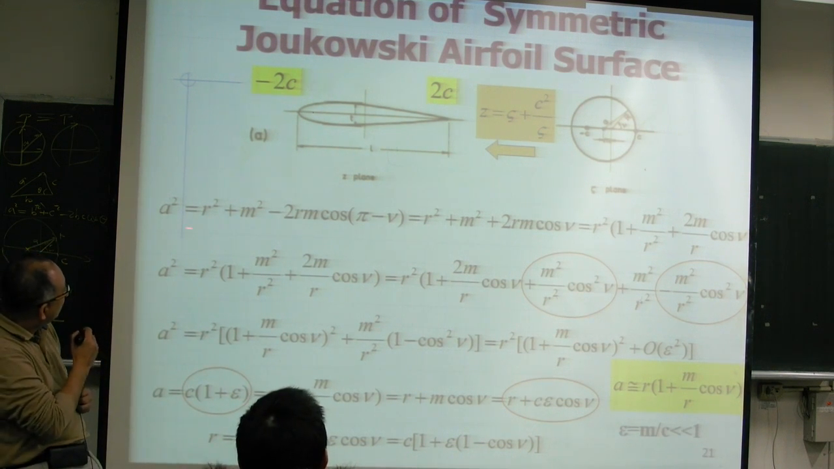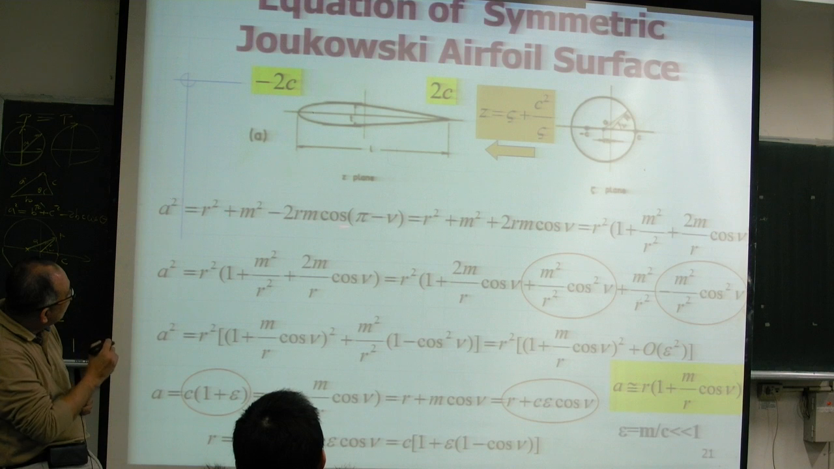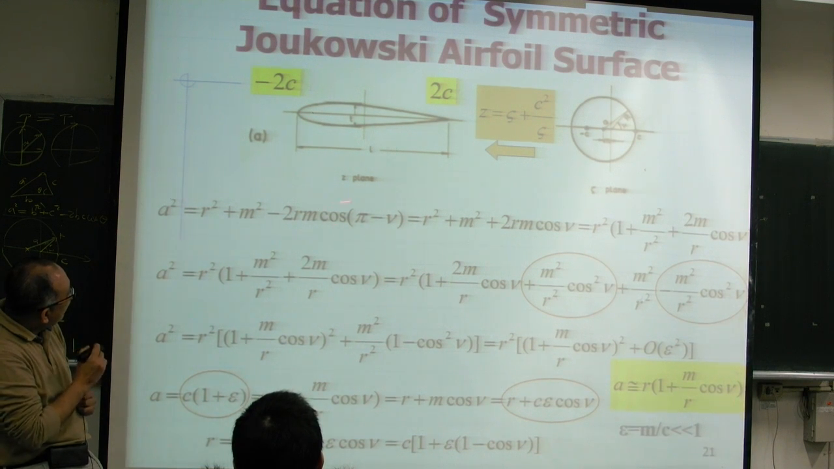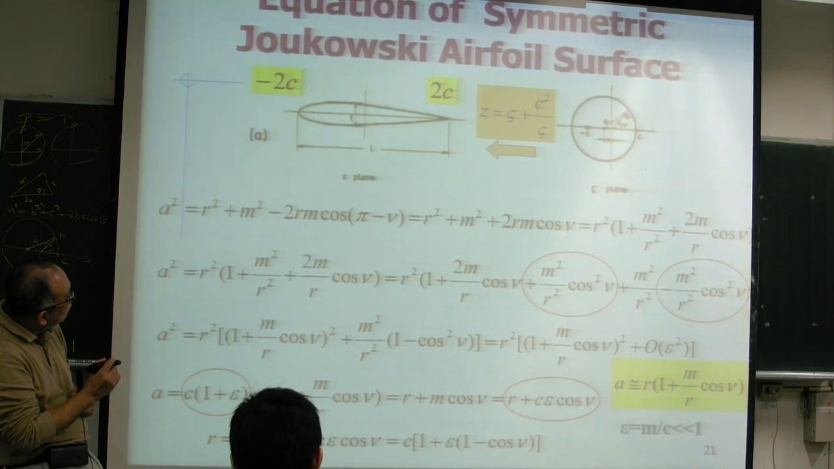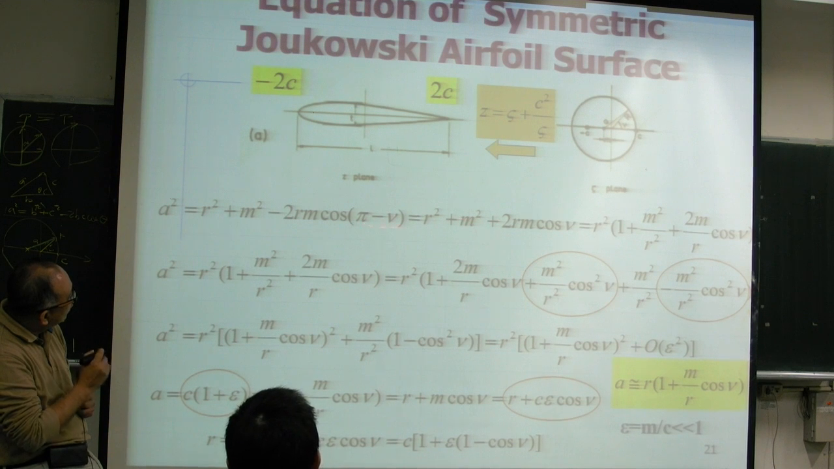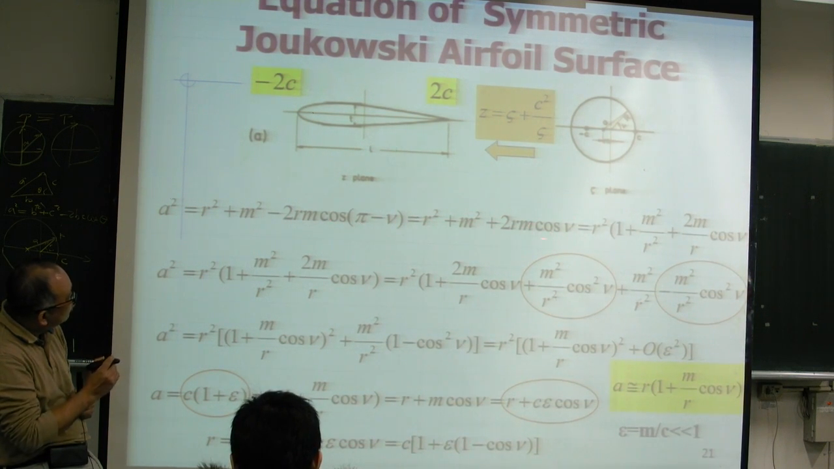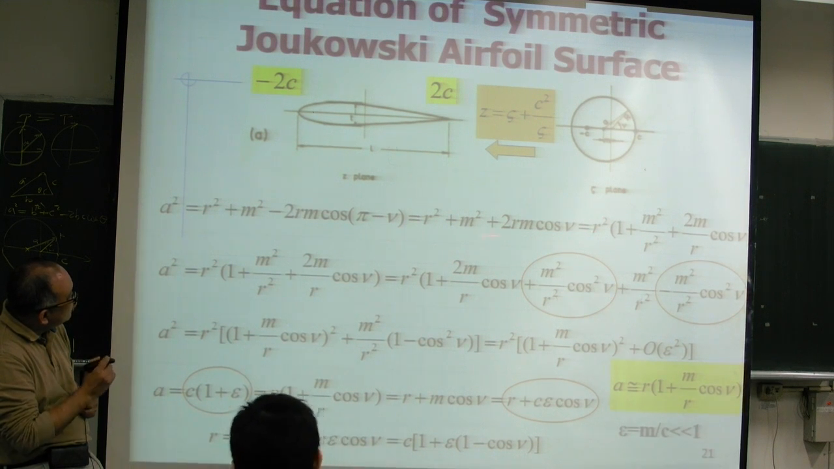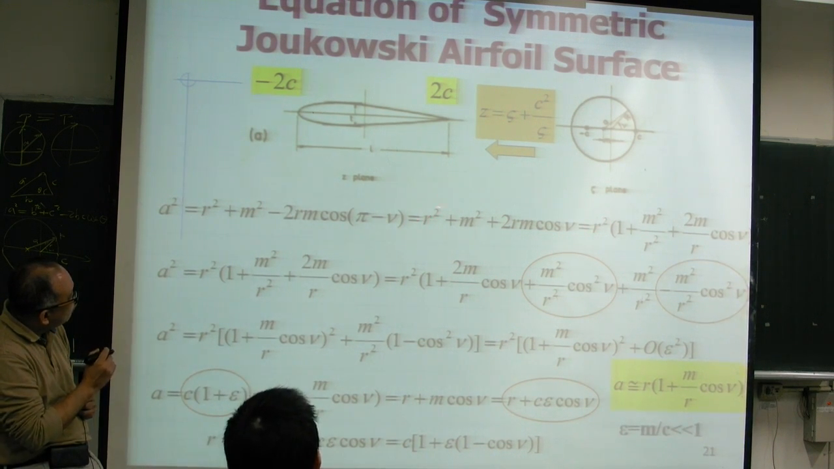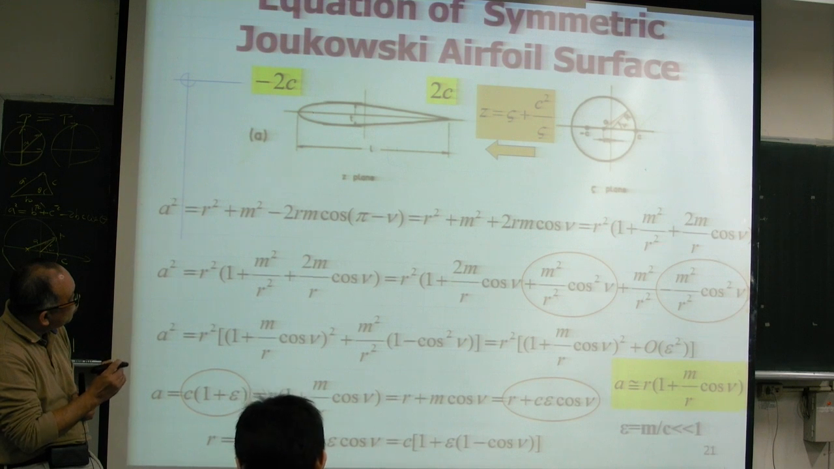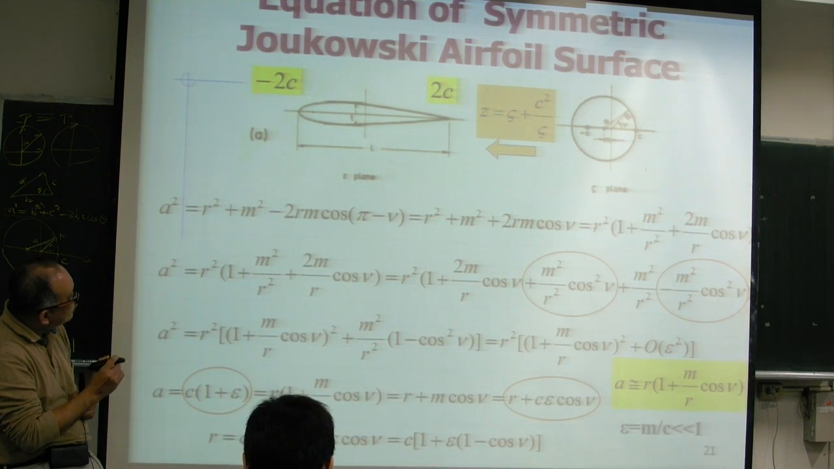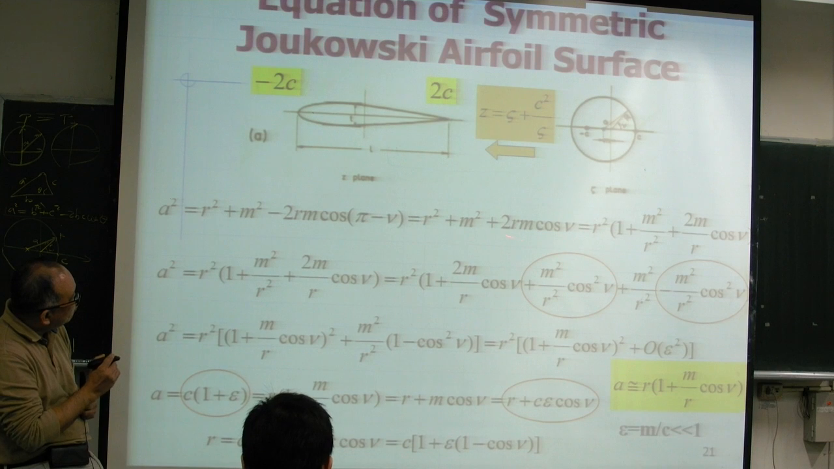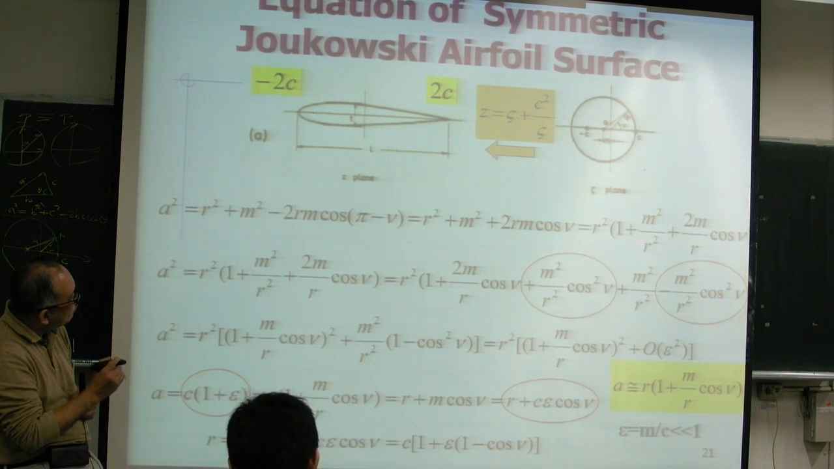Okay, so this is a cosine theory, and cosine of pi minus mu equals cosine mu. You can check that. By using this, we rearrange this equation. We take the common factor r squared out of this bracket, so this becomes 1 plus m squared over r squared divided by 2m over r cosine mu, right?